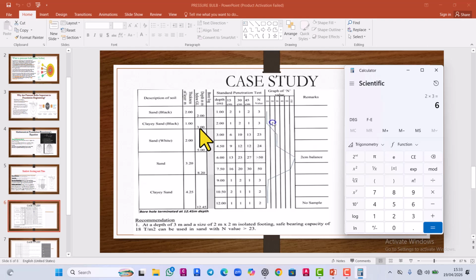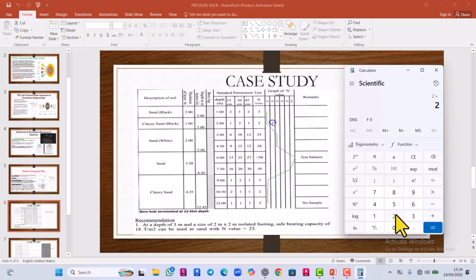That is at a depth of 9 meters. So where do you have 9 meters? This is 5 and this is 8 points. So you're going to have 9 meters at this particular point.